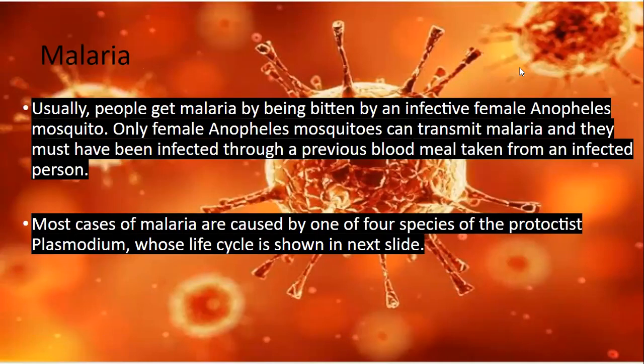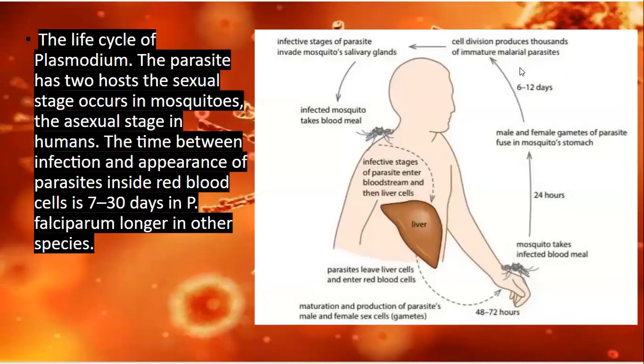Malaria. Now, of course, malaria, the hot debate of our country. Malaria is caused by a protist called Plasmodium, and it is transmitted through the Anopheles mosquito. Most cases of malaria are caused by one of four species of the protoctist Plasmodium, whose life cycle is shown in the next slide.